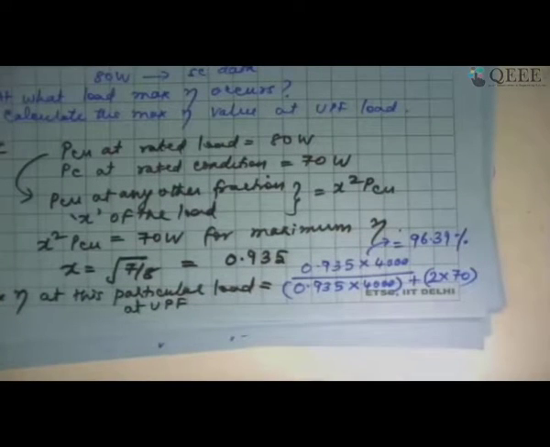Okay? That is definitely greater than what you got at full load condition. Please notice that at full load condition we got 95 point something. Now this is 96.39. So obviously this is a higher efficiency than that. Fine. So definitely maximum efficiency has to be greater than the other one. Not a problem.